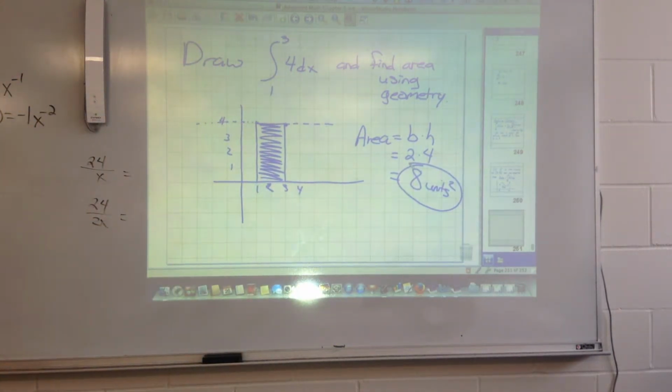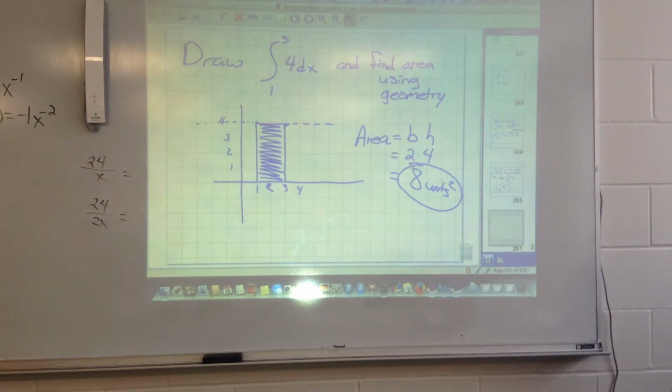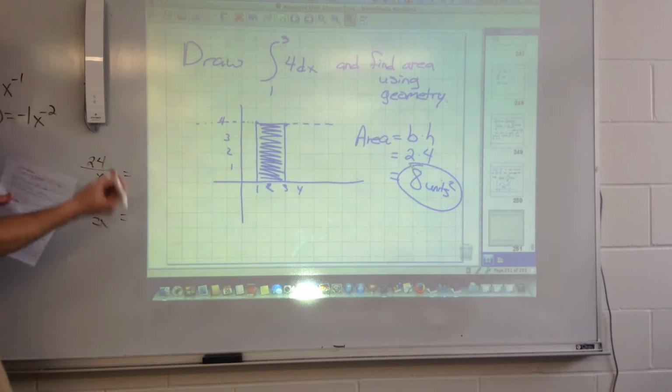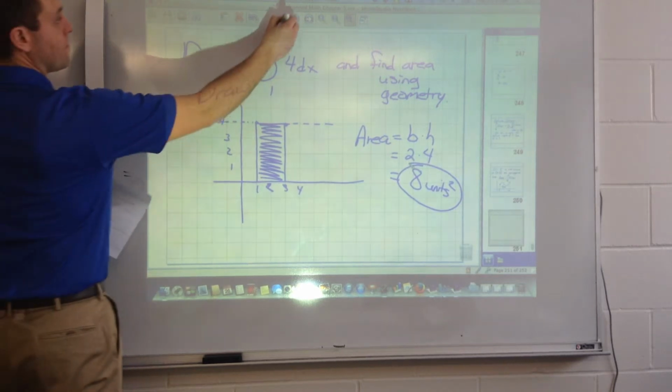Can we just make up a unit? Sure. He just really doesn't like units. I'll keep using them. In this way, all of us will be happy. Everybody got that one?